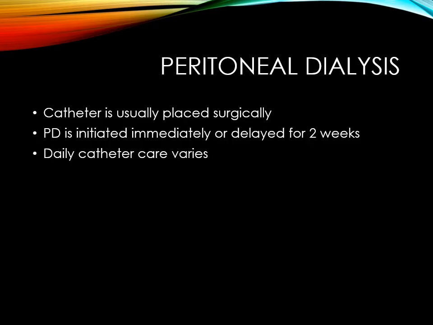The technique of the catheter placement varies. It's usually placed surgically so that the catheter can be directly visualized, minimizing potential complications. After placement, peritoneal dialysis may be initiated immediately with low volume exchanges, or delayed for 2 weeks pending healing and sealing of the exit site.